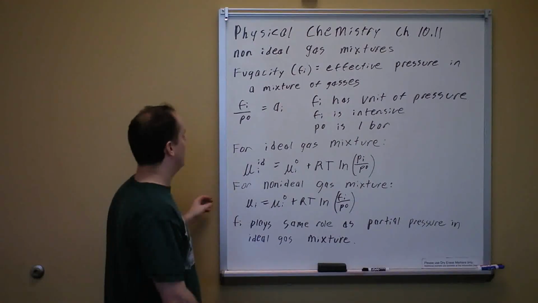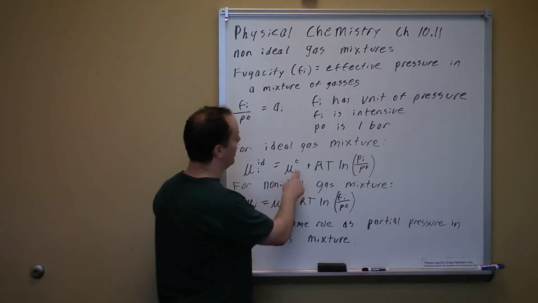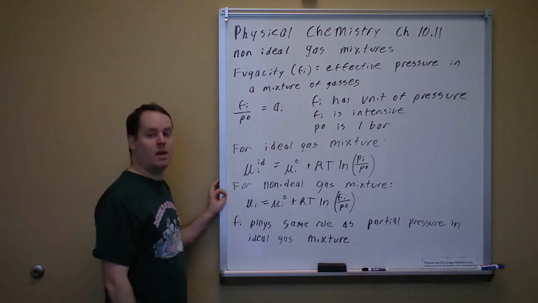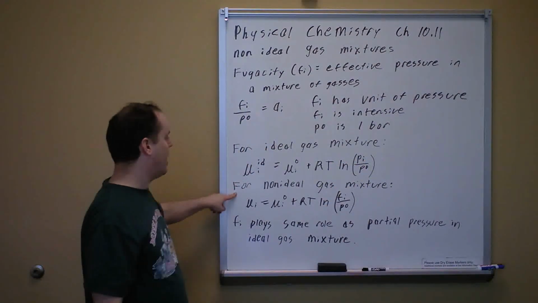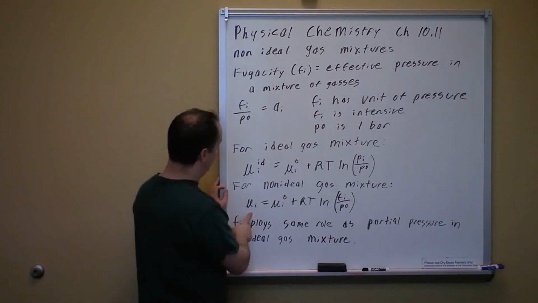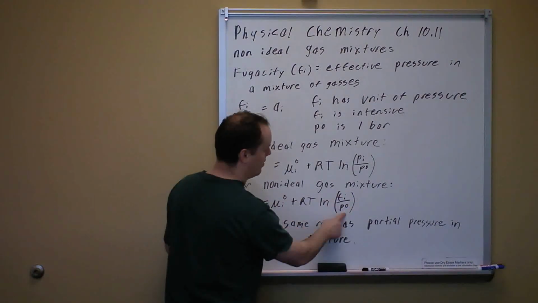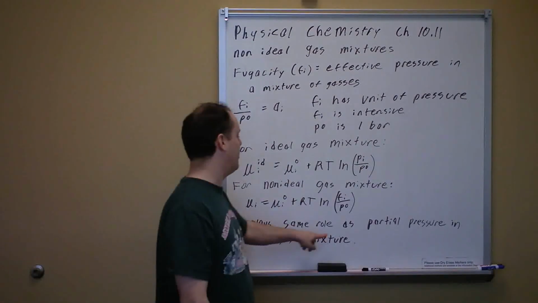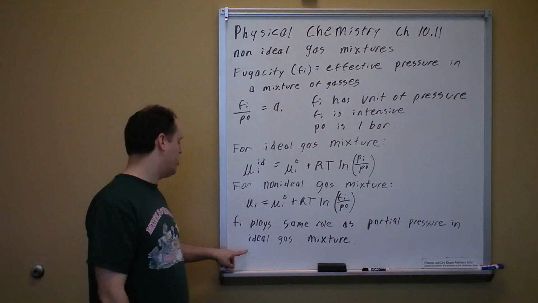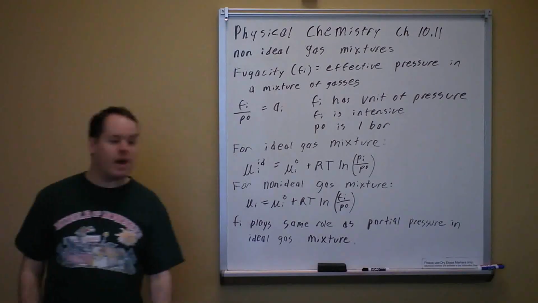Now, for an ideal gas, we just have mu of substance I ideal is equal to mu I naught plus RT natural log of the pressure of I divided by P naught. On the other hand, for a non-ideal gas, instead of having the pressure, we're going to substitute in the fugacity. So the mu I for a real gas is equal to mu I naught plus RT natural log of the fugacity divided by P naught. So fugacity plays the same role as the partial pressure. Remember Dalton's law of partial pressures, that you would have in an ideal gas mixture. But we're talking about a non-ideal gas now.